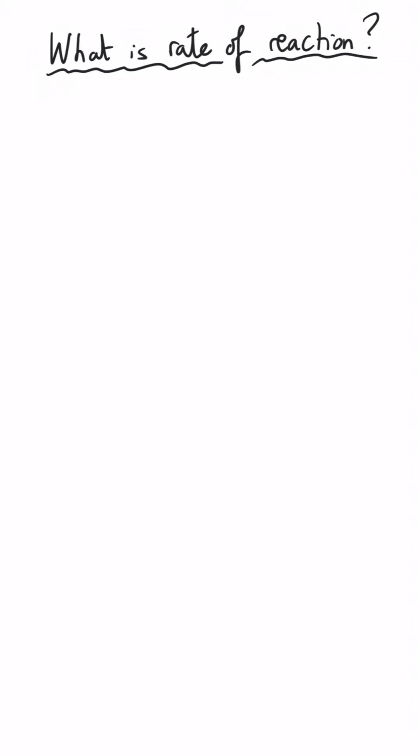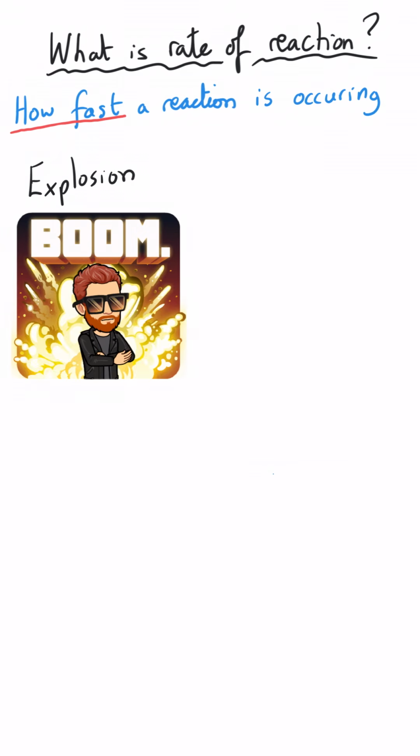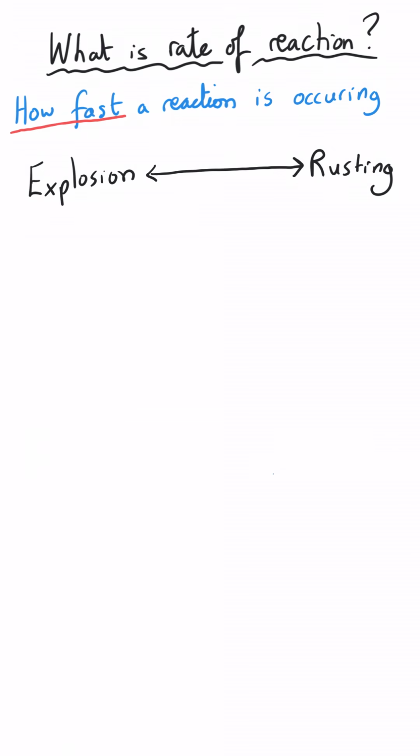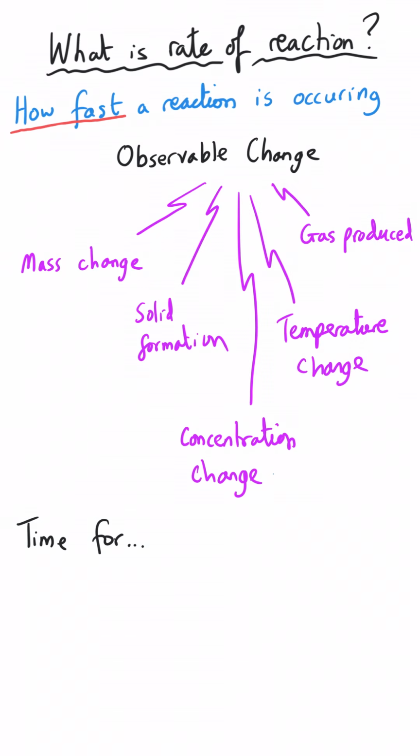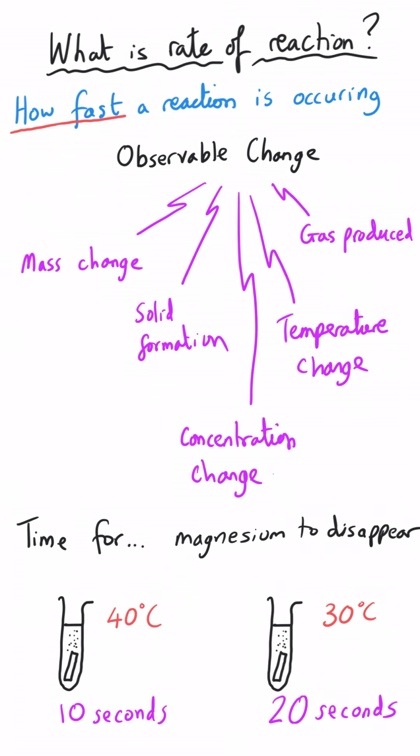The rate of a chemical reaction is a measure of how fast the reaction is occurring. Some reactions are incredibly fast, for instance explosions, and some are much slower, for instance rusting. In questions, you're likely to be looking at some observable change and measuring with a stopwatch or a timer how long that change takes to occur. And it's important to say from the get-go that if something takes less time, that is a faster rate of reaction because the same change has occurred, but it didn't take so long for it to happen.